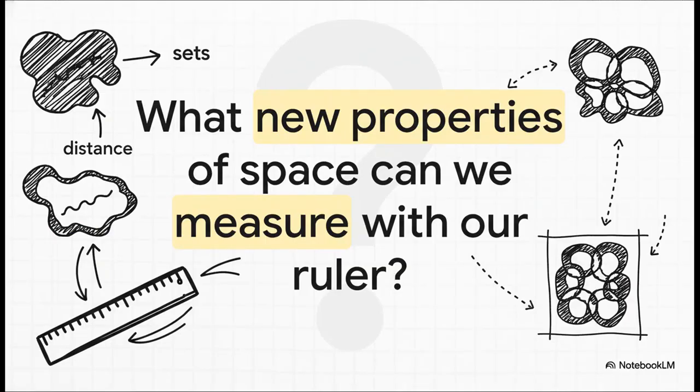And that brings us to our final thought for today. Now that we have a ruler, our whole toolbox has expanded. We're not just asking if sets are open or closed anymore. Now we can ask way cooler questions, like what's the diameter of a set? How far apart are two different sets? How does this whole idea of distance change how we think about things like connectedness? And that is exactly where we're headed next.